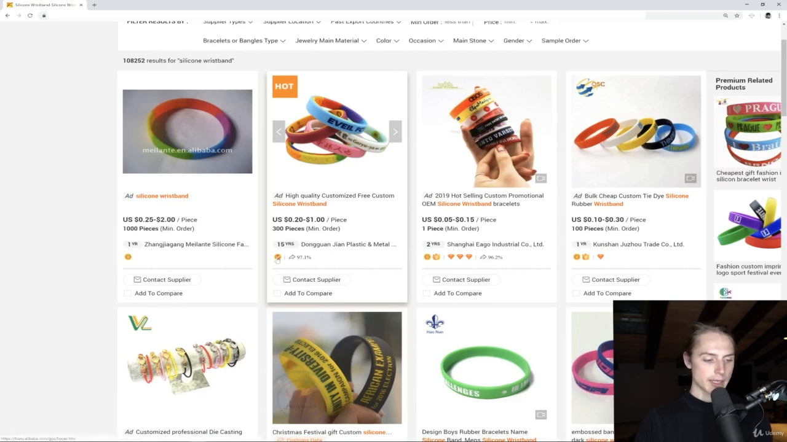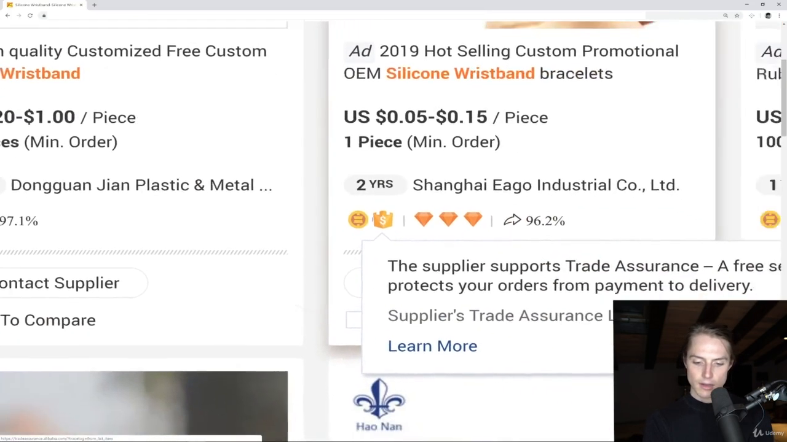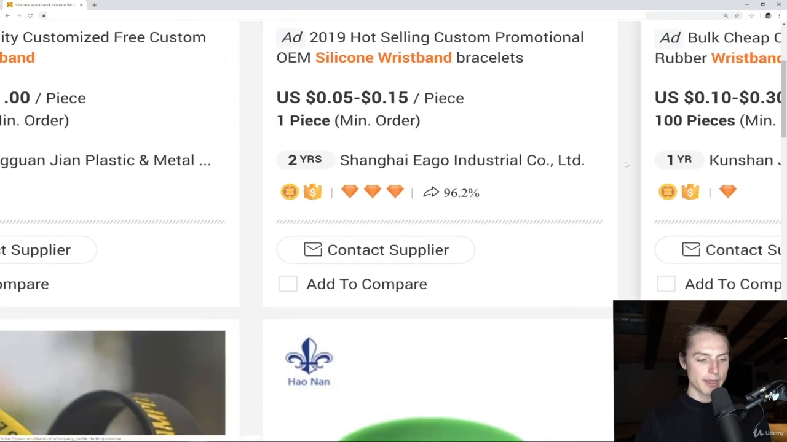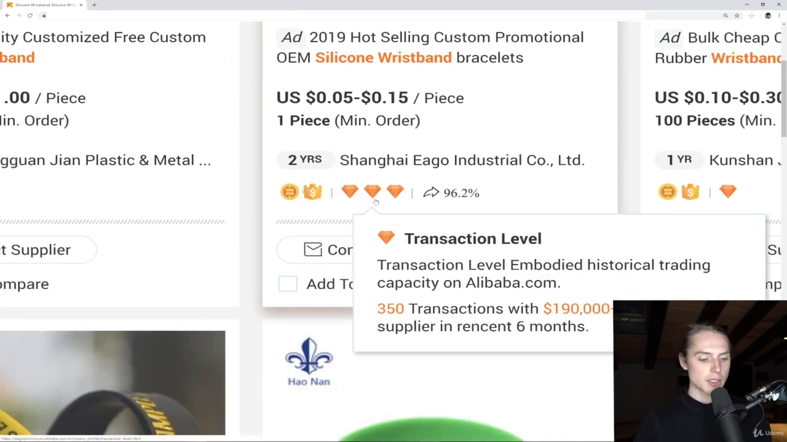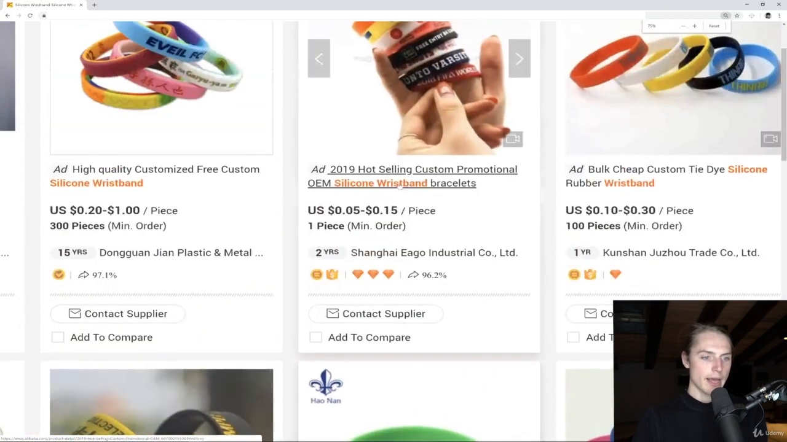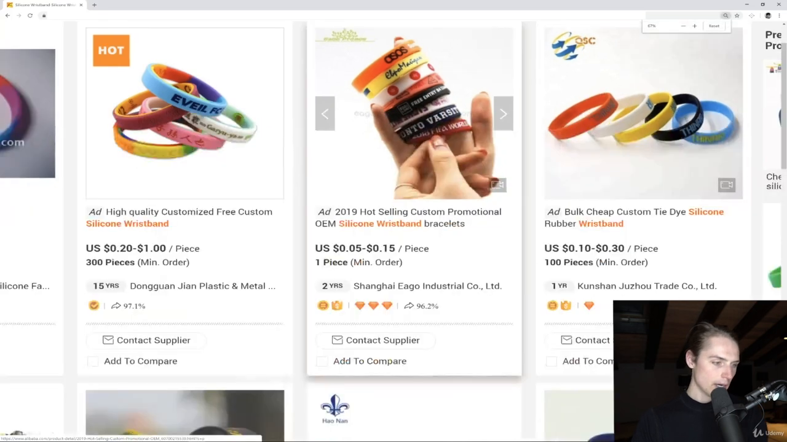Now, there's other things. This shows that they are a gold supplier. Then also over here, this is if they support trade assurance, and we'll explain that in a little bit. And then this will be their transaction level. So the more transactions, the better, because that means they've been proven to be out on Alibaba. So they offer all sorts of different types of designs and stuff. This would probably be a good one.